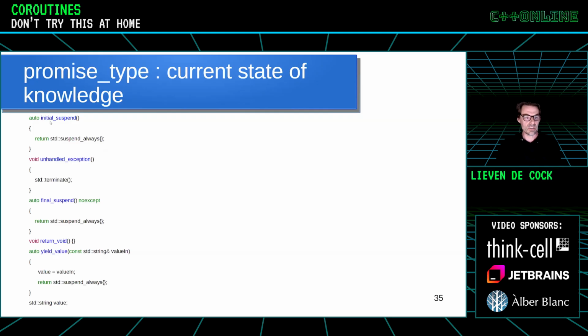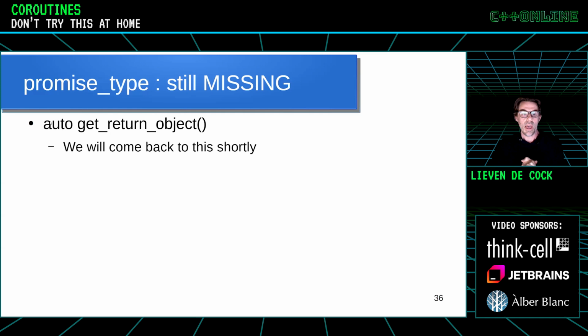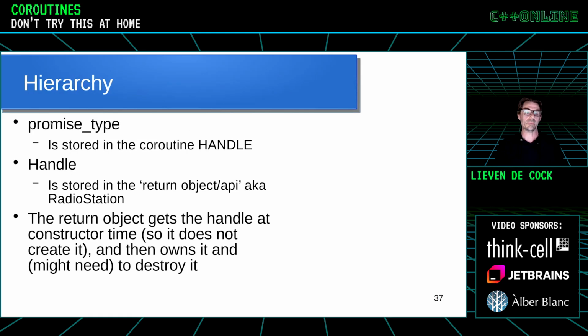Okay, so the current state of knowledge at this moment, we have configured it for what to do at start, and if things go wrong, we are not returning anything, and if the coroutine comes up with a value, we are able to store it in the promise type. It's in the promise type, it's for sure not yet at the user side. And there is one more method we need to implement for sure, and that's the get_return_object. That's kind of like the factory function for the compiler so that our radio station really comes alive. We will come back to this shortly.